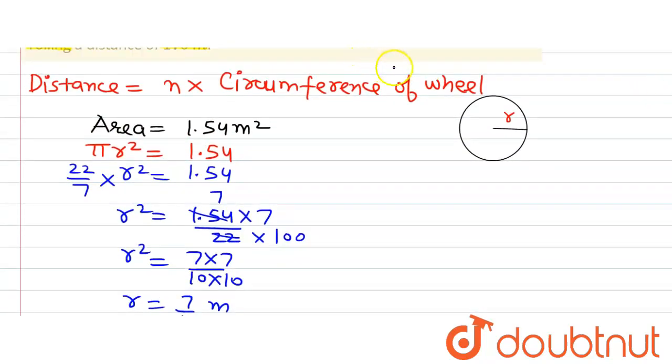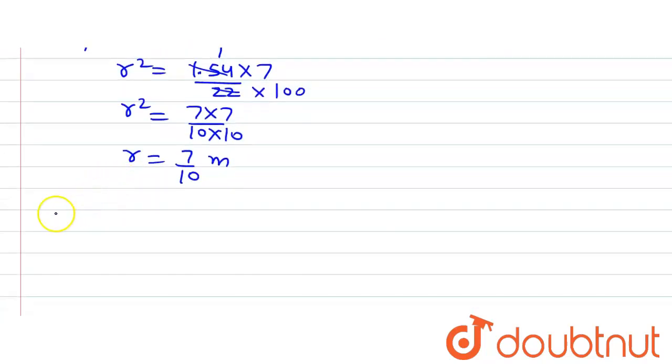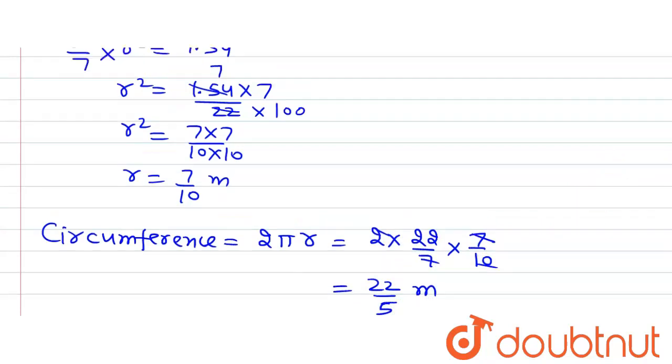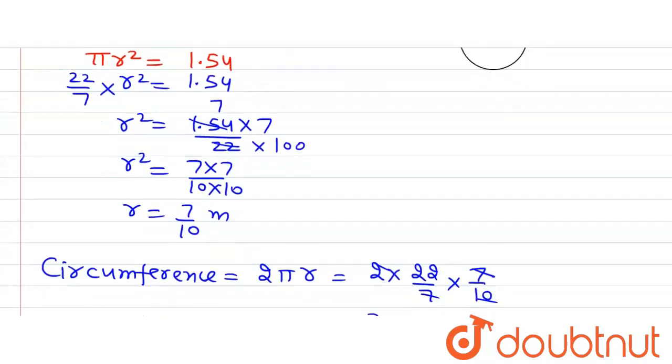Now let's find out the circumference of the wheel. So circumference of the wheel will be equal to 2 pi r, which will be equal to 2 multiplied by 22 divided by 7 multiplied by 7 divided by 10. This will get cancelled out and we will be left with 22 divided by 5 meter. This is the circumference of the wheel.